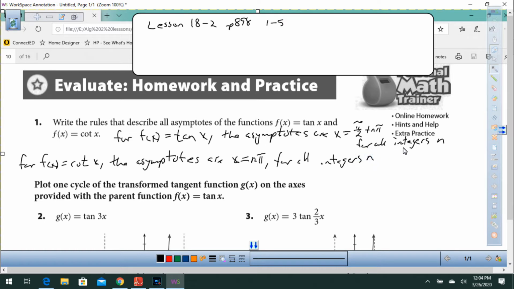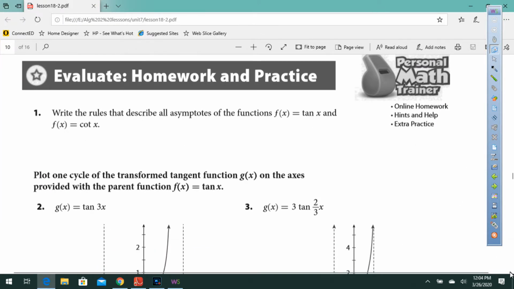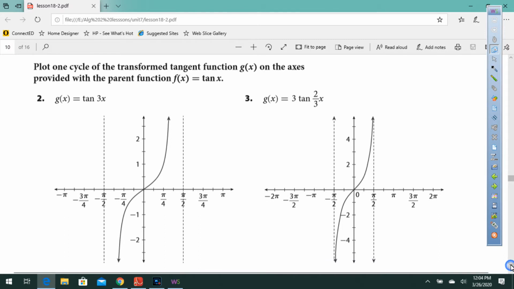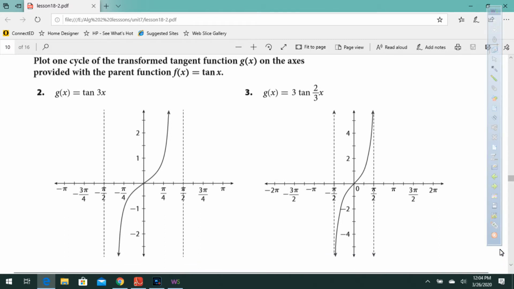n. Now on this lesson here, we're going to introduce you to the graphs of tangent and cotangent. That's about it. All right. Number 2. Plot one cycle of the transformed tangent function g of x on the axis provided with the parent function f of x equals tangent x. Before we do that, let me show you a couple things.